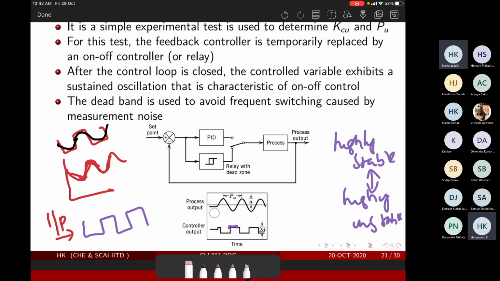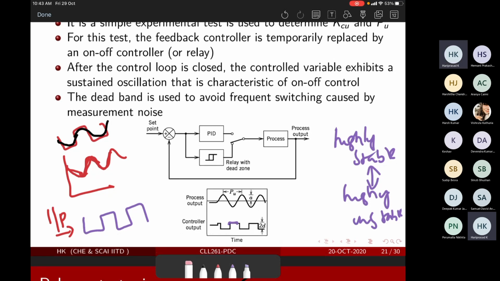So what Leuben and his group, who developed what they call the relay auto tuning method, found is that when you change the input to the system, which is the controller output, the controller output is the input to the process. If the controller output is a relay, your process output would be more of an oscillatory response rather than a true relay response.